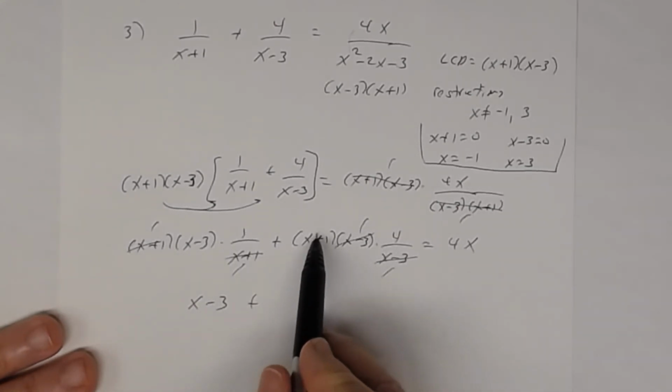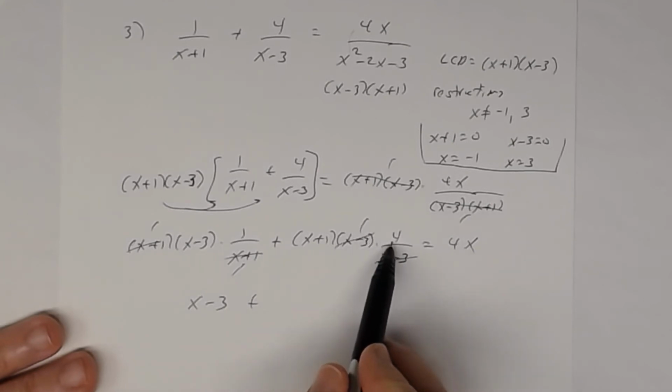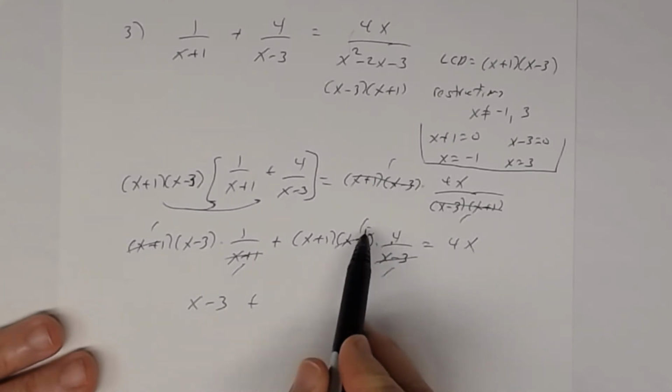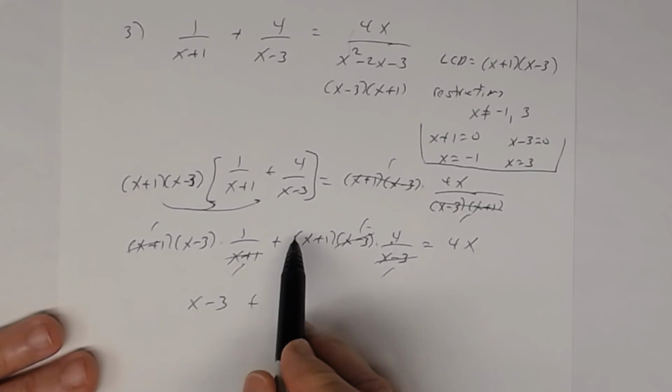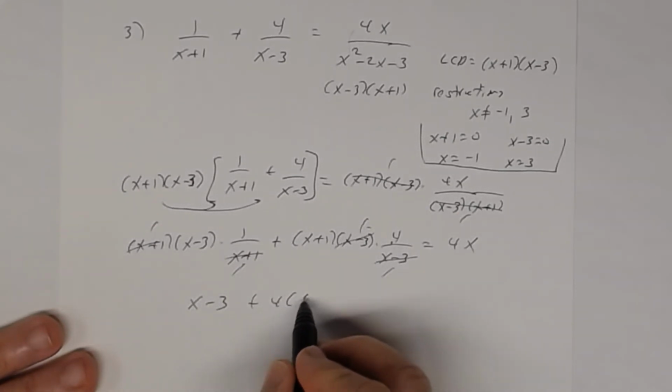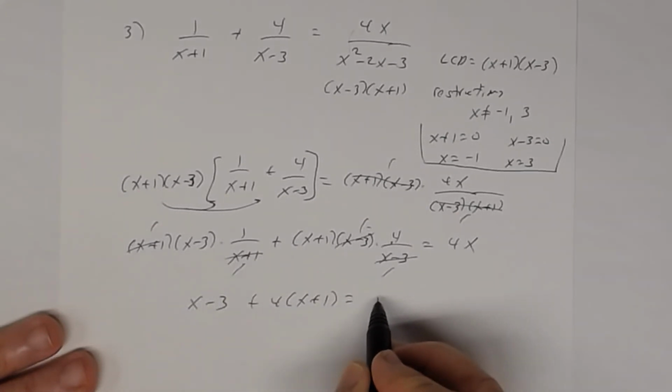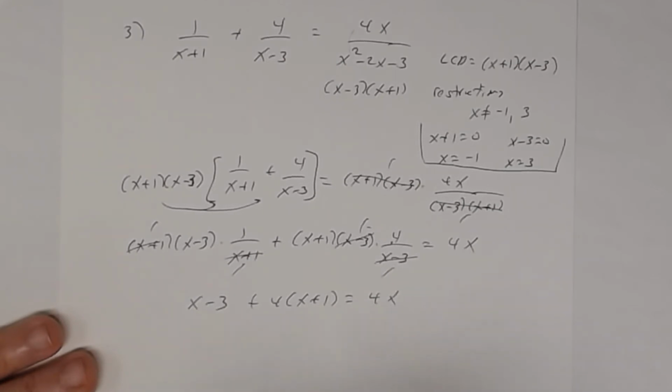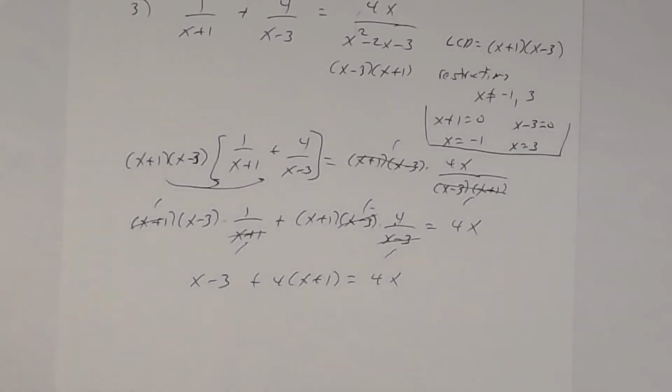Plus, now be careful here, I have x plus 1 times 4. So 1 times 4 is 4, right? I'm going to put the 4 in front of the x plus 1. So it becomes 4 times x plus 1, equals 4x. Okay? All right, so that's where I'm at.